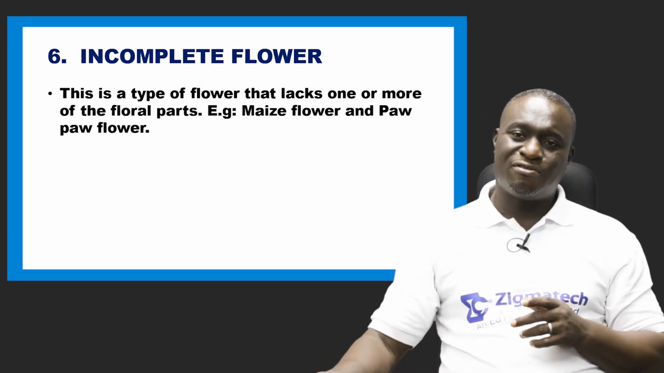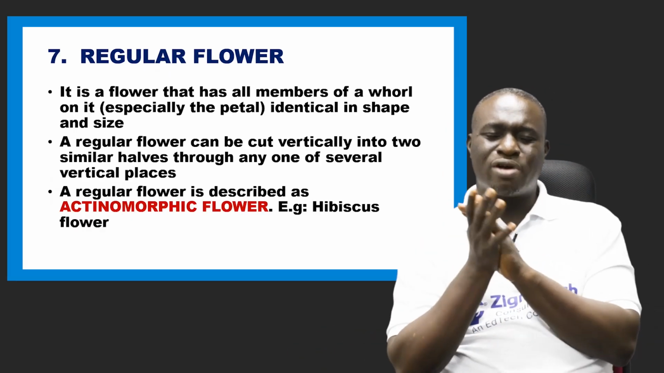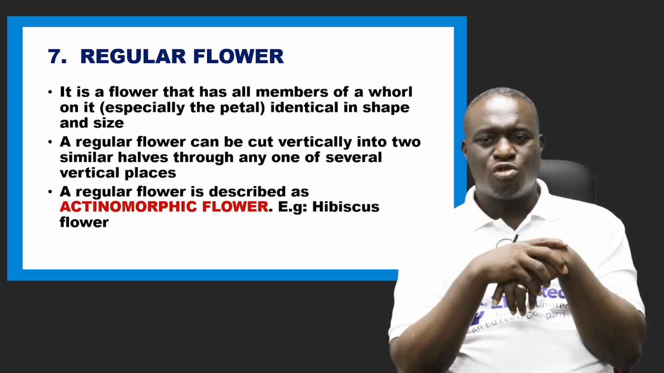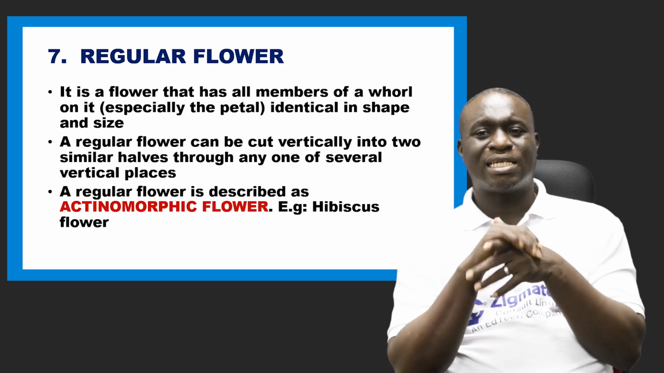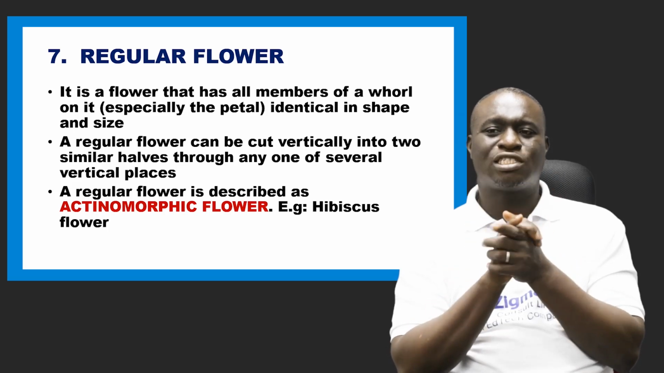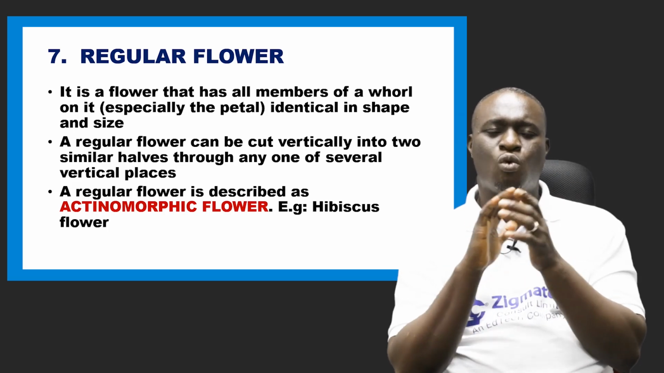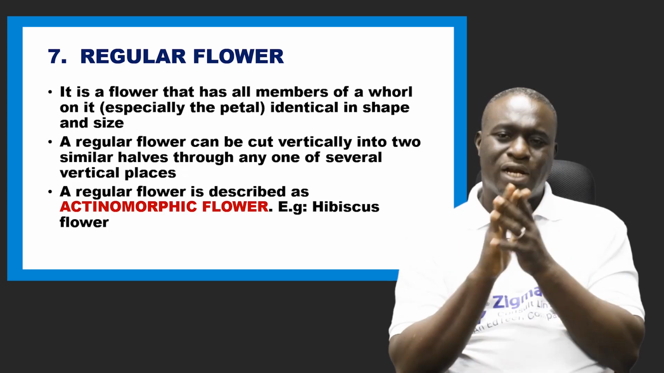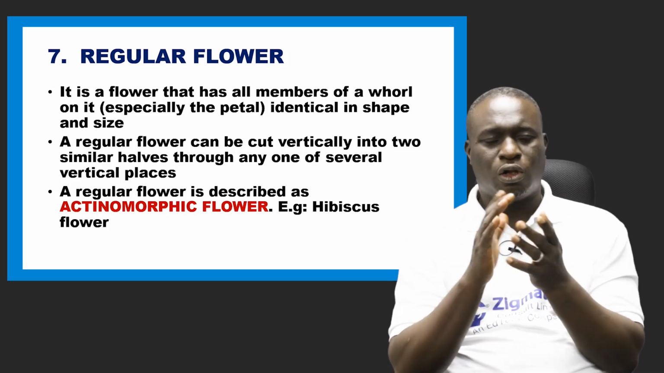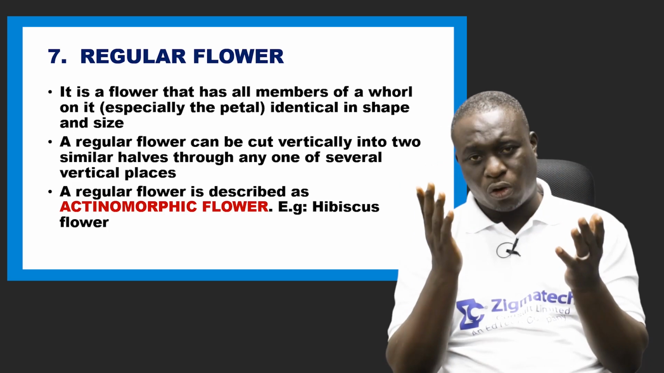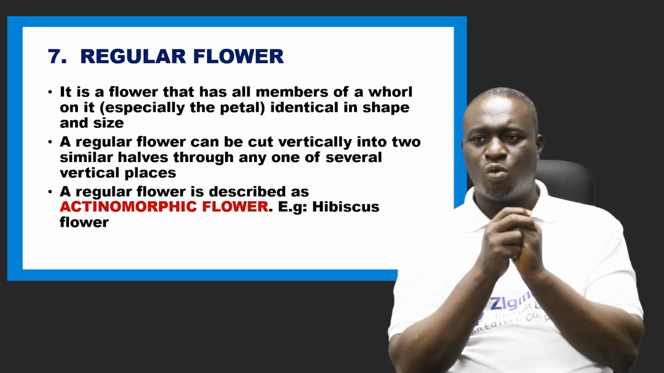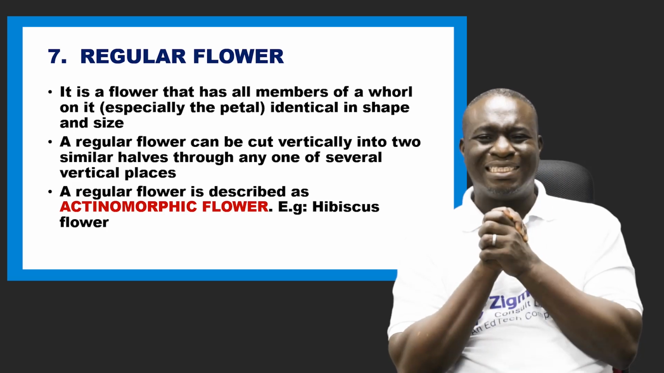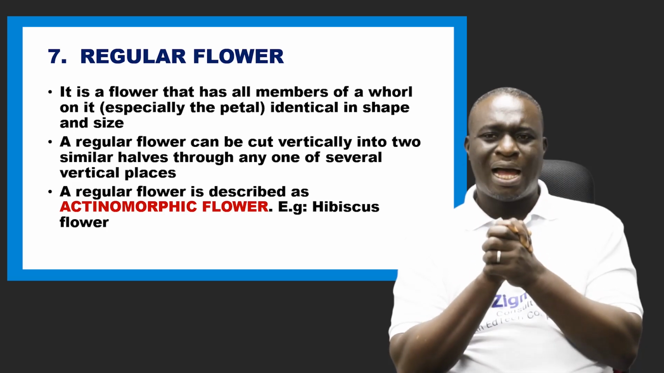All right, number 7 is called regular flower. A regular flower is a flower that has all members of a whorl on it. We're also going to be looking at the whorls of a flower. So a flower that has all the members of the whorls on it identical in shape and in size.